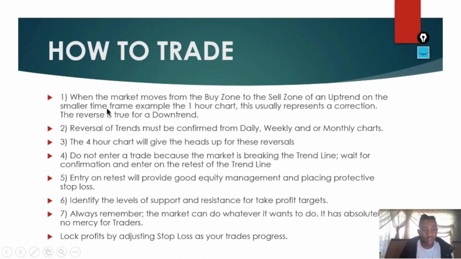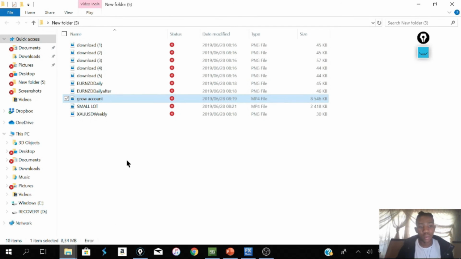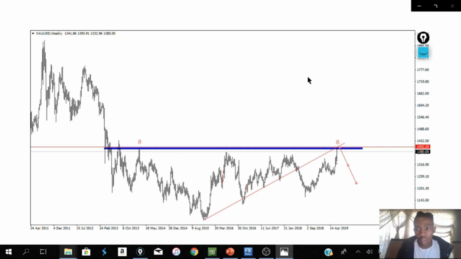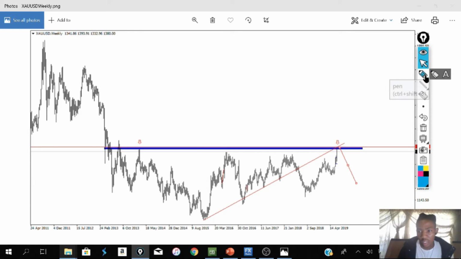Secondly, reversal of trends must be confirmed from daily, weekly, or monthly charts. That one is the most important, right? People just want to force their thing. So I want to show you the weekly chart we use for gold, where we had a nice shooting star here because we were looking at our resistance. We correctly placed our resistance, and you can see here we're testing the one that we actually had around 2014.